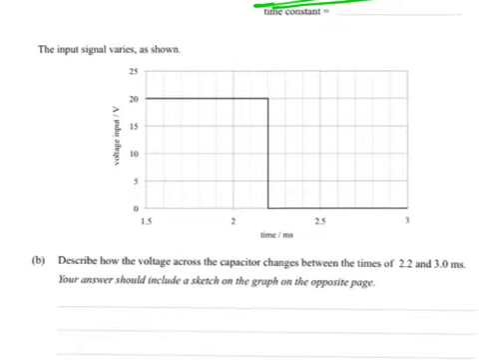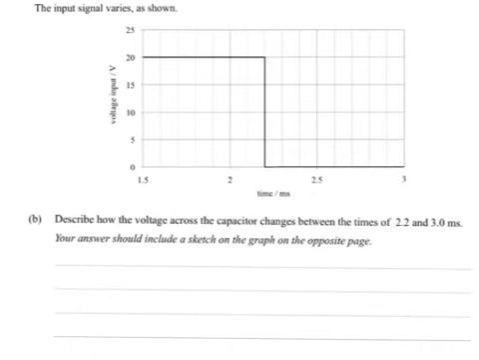We've got the input signal varying as shown here. I'm going to describe how the voltage across the capacitor changes between the time of 2.2, which is just there, and 3.0, which is there. Your answer should include a sketch on the graph on the opposite page, which is meant to be the graph above here that we're talking about. So it's the graph above.